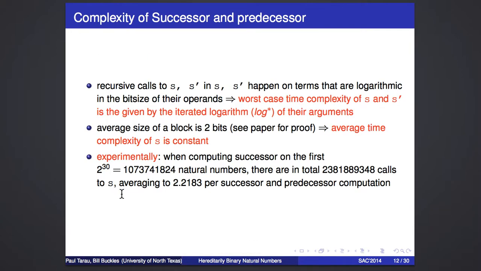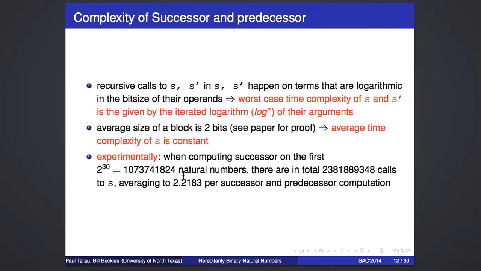So that gives us a worst case complexity, but somewhat more surprising is that the average size of a block is 2 bits. That's very easy to prove, see the paper. Therefore, the average time complexity of S is constant, and of S prime as well, of course.